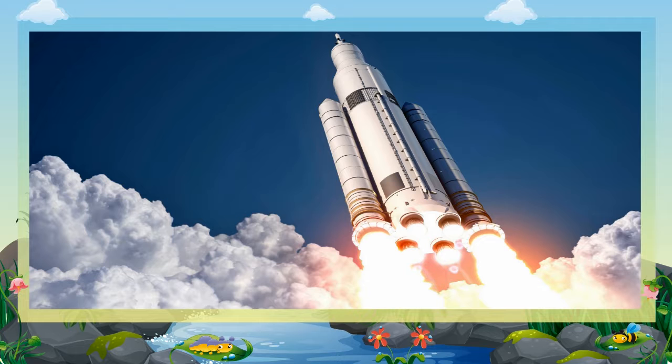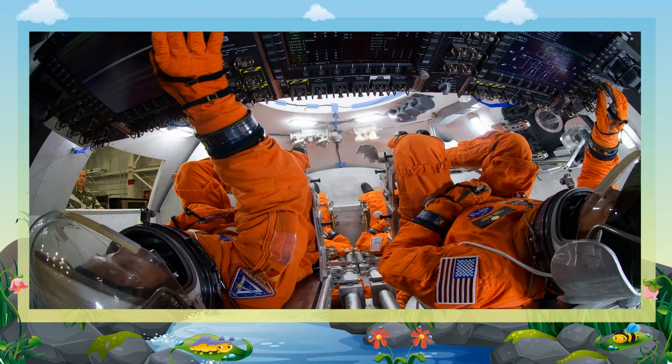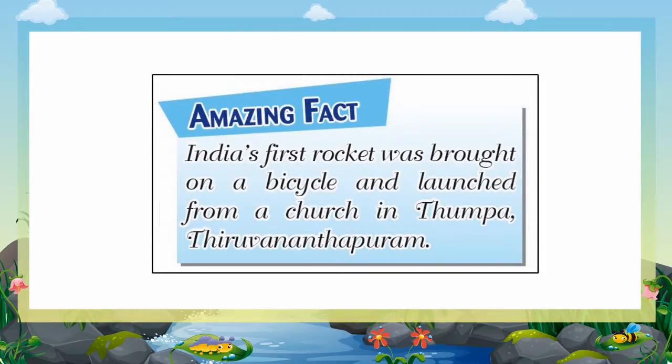Rockets are the fastest means of transport. They can take men and machinery into space. Rockets are used to send men into space to study other planets like Mars, etc. Amazing fact! India's first rocket was brought on a bicycle and launched from the church in Thumba, Thiruvananthapuram.